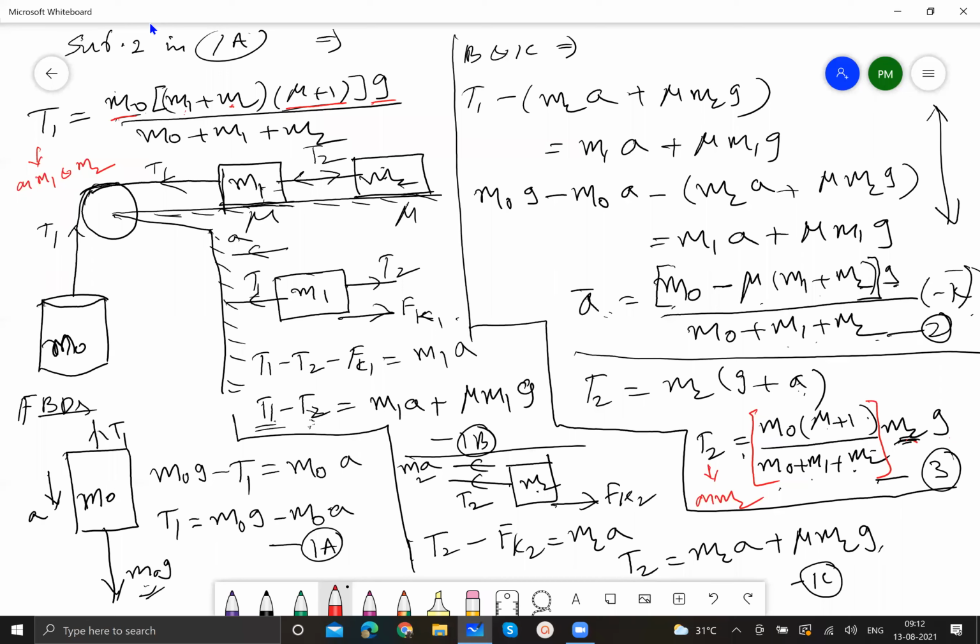If friction is not there, then it is M naught M2 by M naught plus M1 plus M2 into g. Here, it is M naught into M1 plus M2 into g by M naught plus M1 plus M2. Finish. Same blocks, they may show it as M1, M2, M3. Whatever modification they do, you should be able to attempt it.